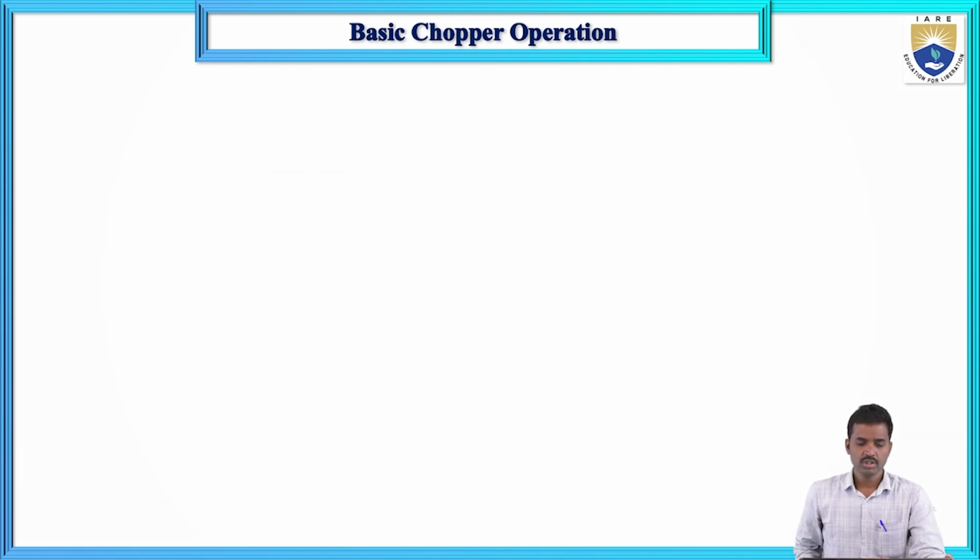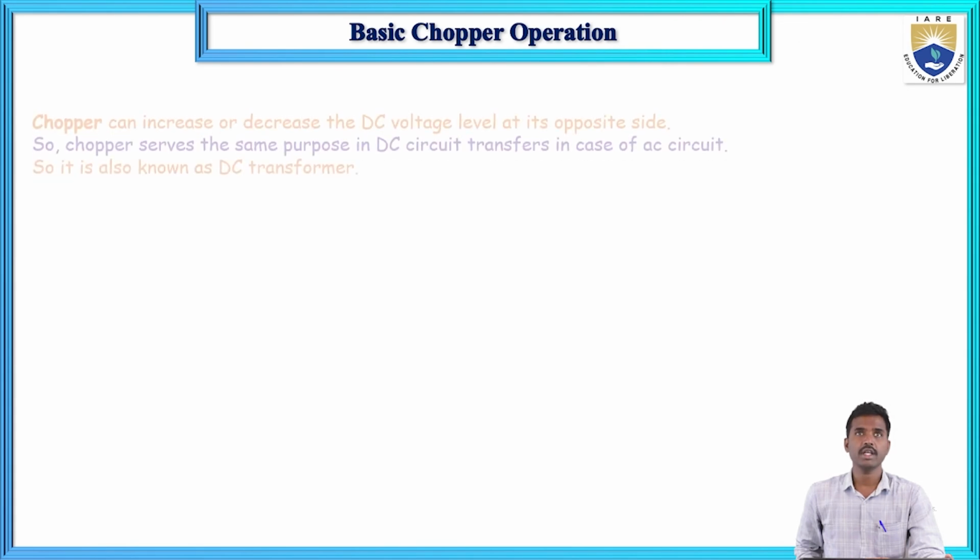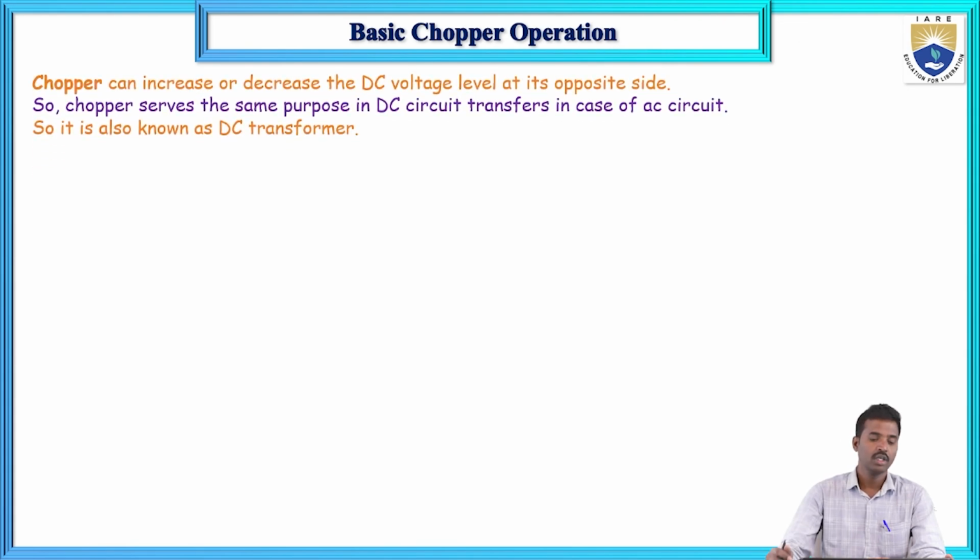Now, what are the control strategies? A chopper can increase or decrease the voltage. Increasing means step up, that is a boost converter, and decreasing means step down, that is a buck converter. Increasing or decreasing means a buck-boost converter.